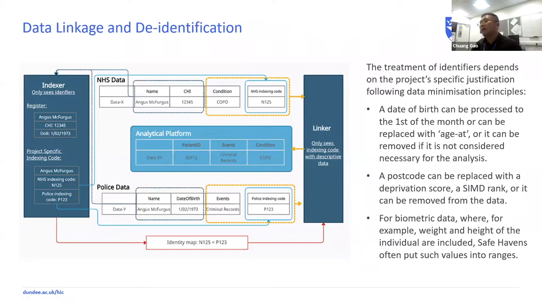So the de-identification, again, can be quite bespoke to your project. If your project needs some sort of identifiable data available to you, as long as you've got the governance paperwork ticked, then the de-identification can be bespoke to your requirements.